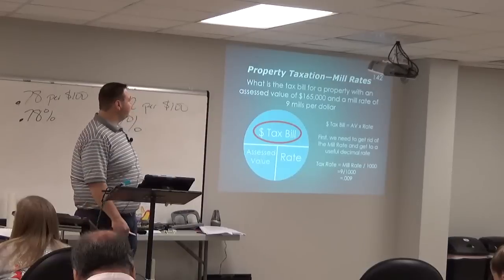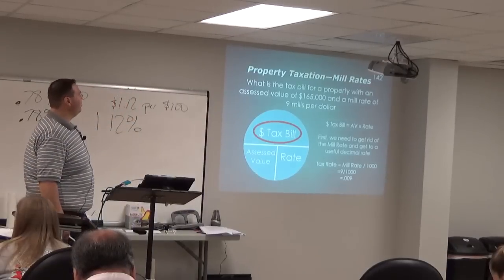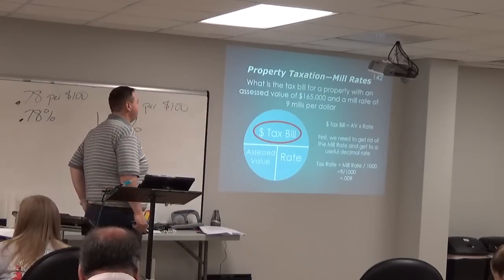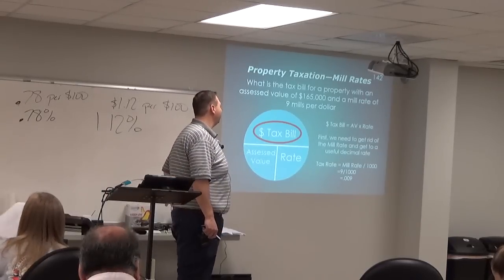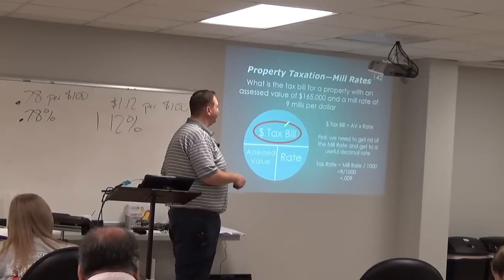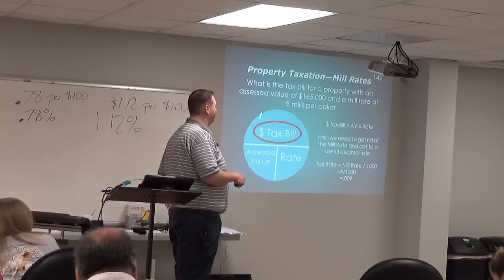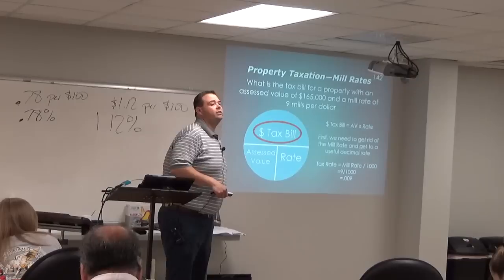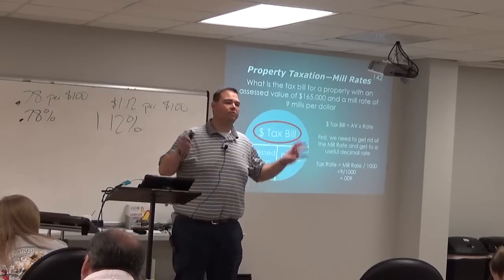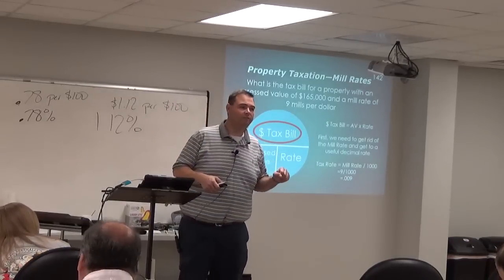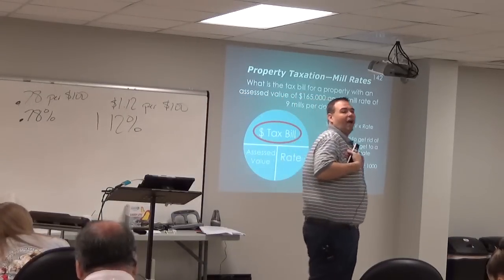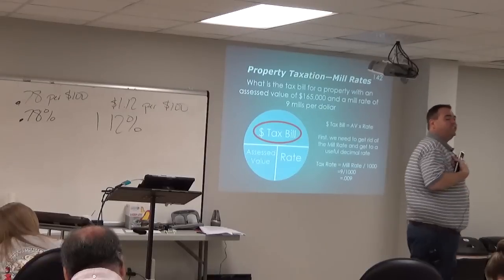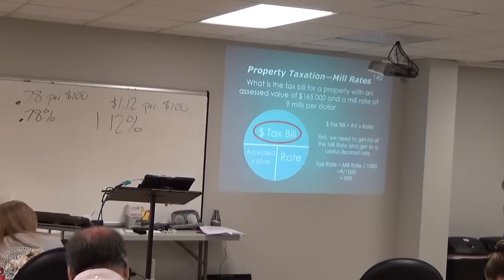So here's an example. It says, what's the tax bill for a property with an assessed value of $165,000 and a mill rate of 9 mills per dollar? Well, we want to know the tax bill. And what two things does the T-bar tell us we need to multiply in order to get the tax bill? Assessed value and rate. They didn't give us our good old North Carolina percentage rate, though. What did they give us? Mill rate.